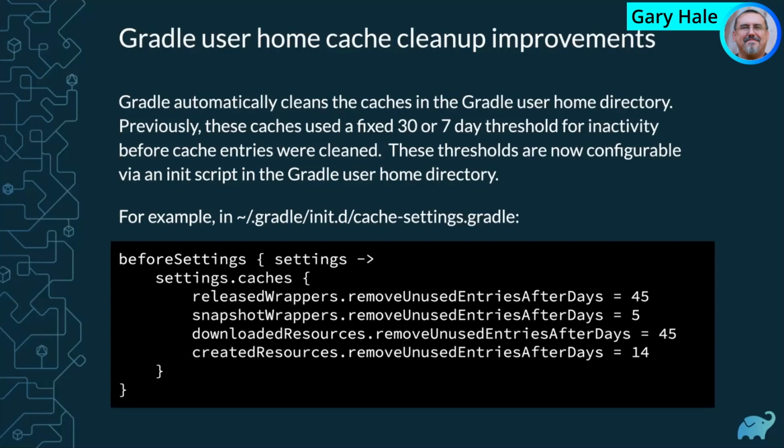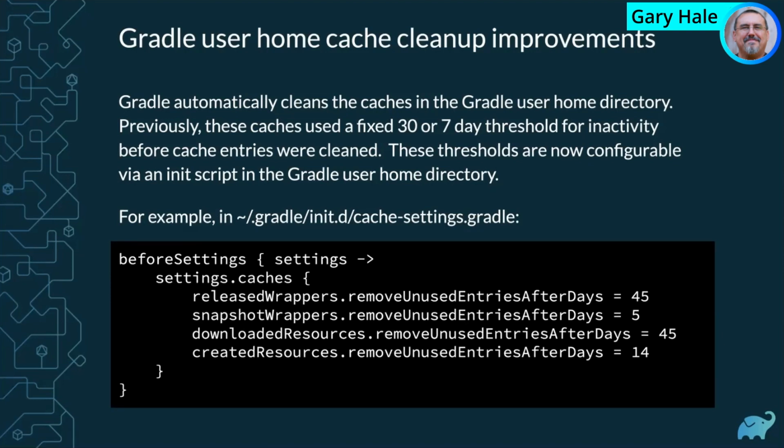Since Gradle 4.x, Gradle automatically cleans the caches in the Gradle user home directory. Previously it would use a fixed threshold for inactivity. So it's either 30 or 7 days, depending on which cache it is. What that means is that, for instance, if a particular cache entry had not been used for over 30 days, it would be eligible for cleanup when the cache cleanup executed. And so these are now configurable.